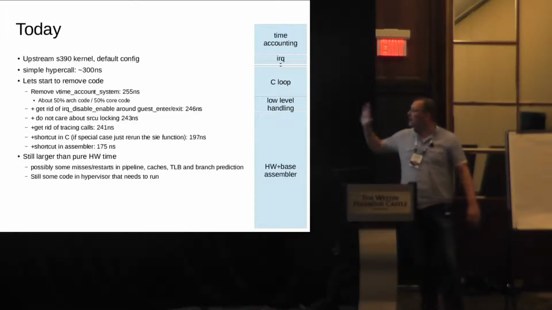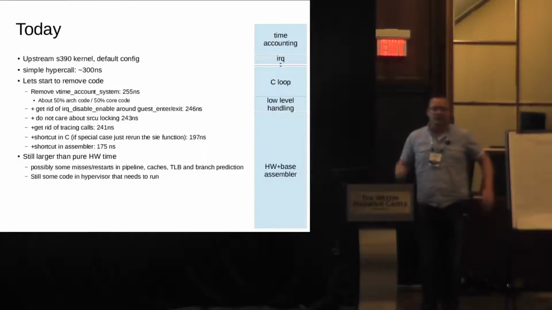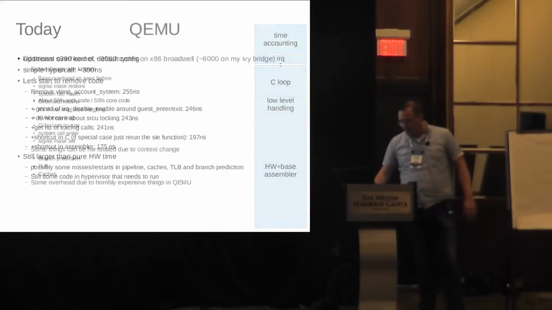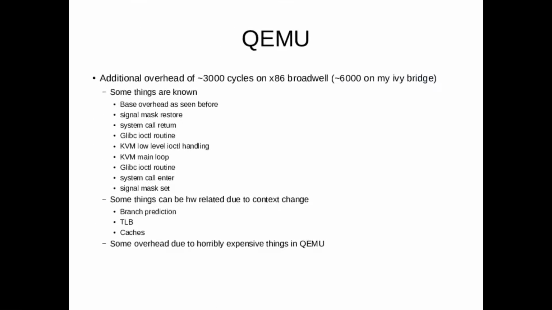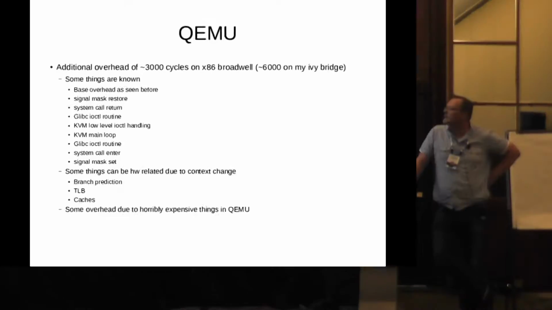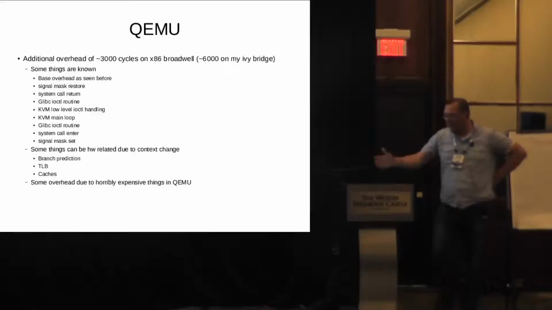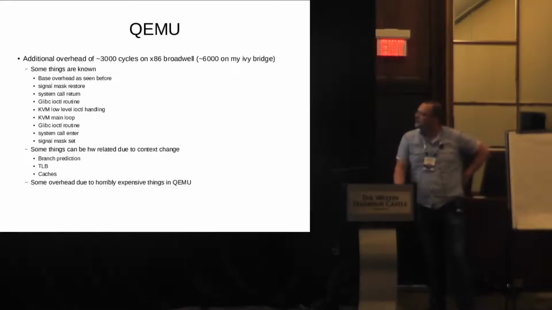Okay, that was the kernel. So basically, we are pretty close to the optimal solution. It's not an order of magnitude. It's really pretty close. Next thing is QEMU. On Broadwell, we have about an additional overhead of 3,000 cycles, or on my Ivy Bridge system here, 6,000 cycles.